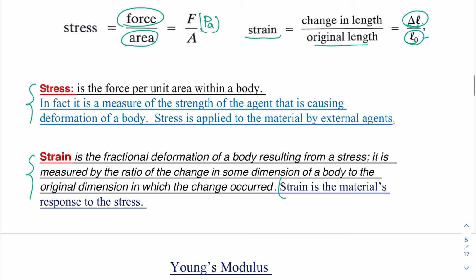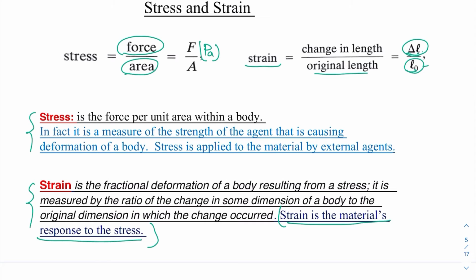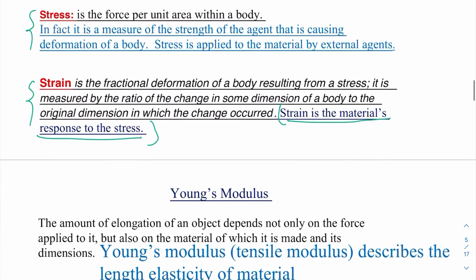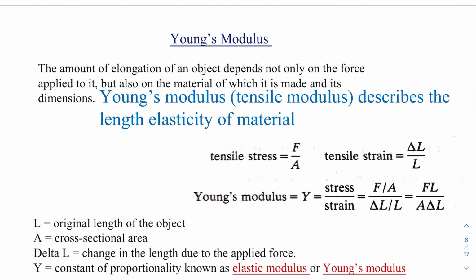Strain is the material's response to stress. So this is a very important concept. Strain is the material's response to the stress. And strain does not have any unit. The reason is that this is meter and the other one is meter also, so meter with meter, they cancel out each other. So there is no unit for strain.